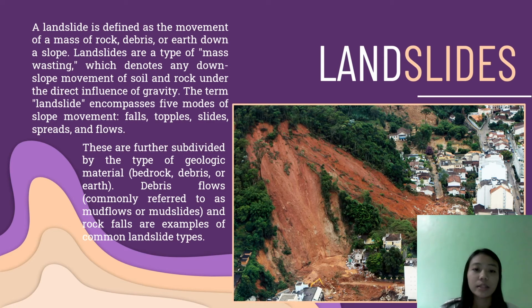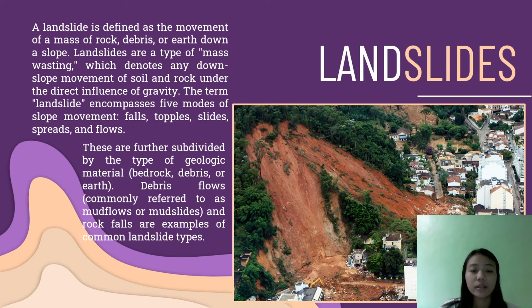The term landslide encompasses 5 modes of slope movement. First one is falls, a collapse of material from a cliff or steep slope. Topples, it occurs suddenly when a massive part of a very steep slope breaks loose and rotates forward. Slides, it involves large blocks of bedrock that break free and slide down along a planar or curved surface.